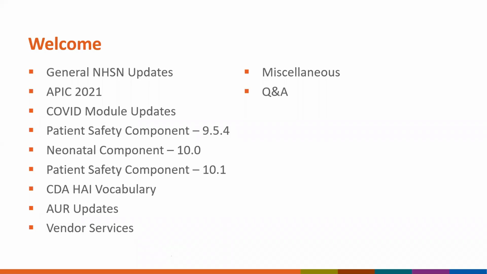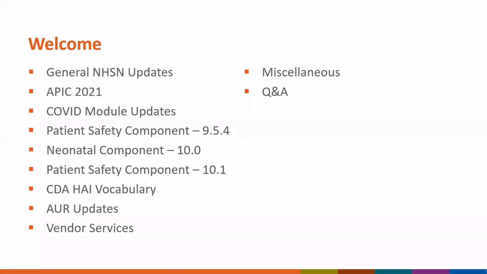I'm Dan Pollock. I'm the Surveillance Branch Chief in CDC's Division of Healthcare Quality Promotion. Just a brief overview of the agenda. I'll kick things off with some updates. We'll talk about the APIC 2021 conference available for meeting with NHSN virtually. We'll discuss the COVID module updates for long-term care and for dialysis.